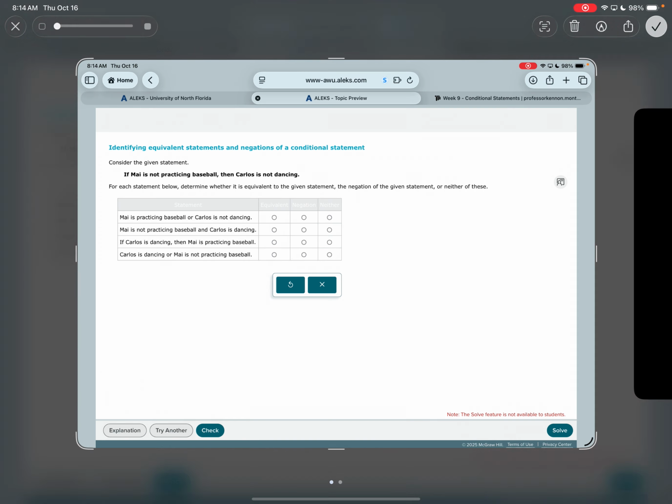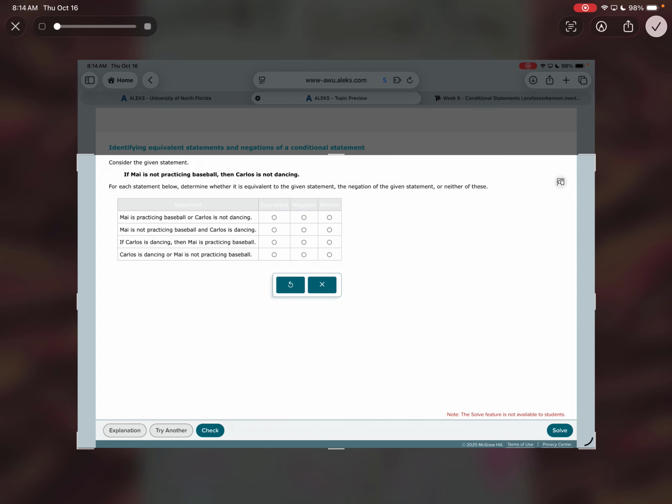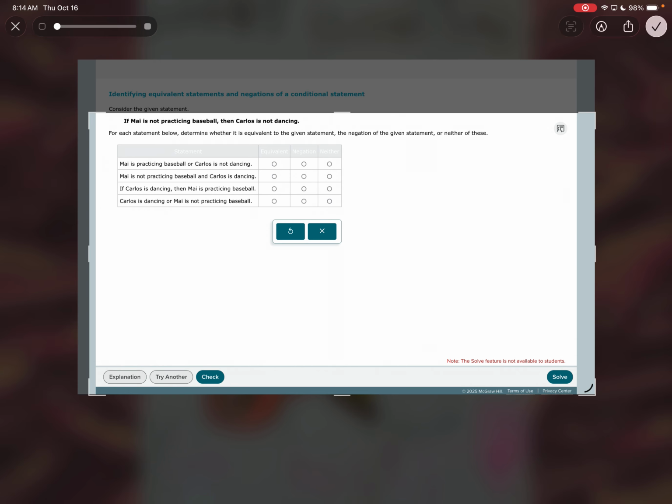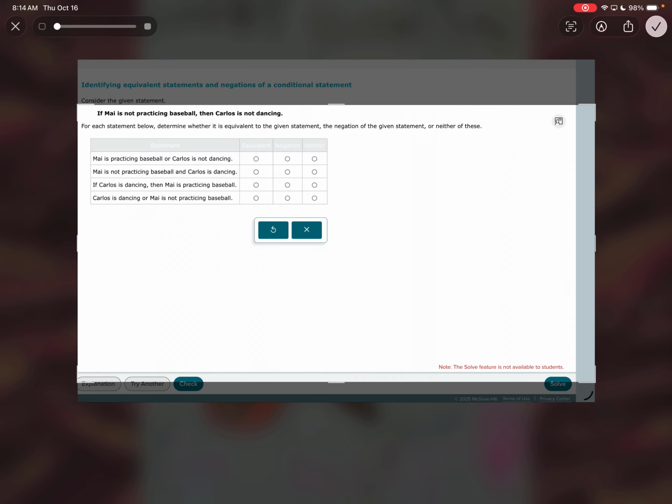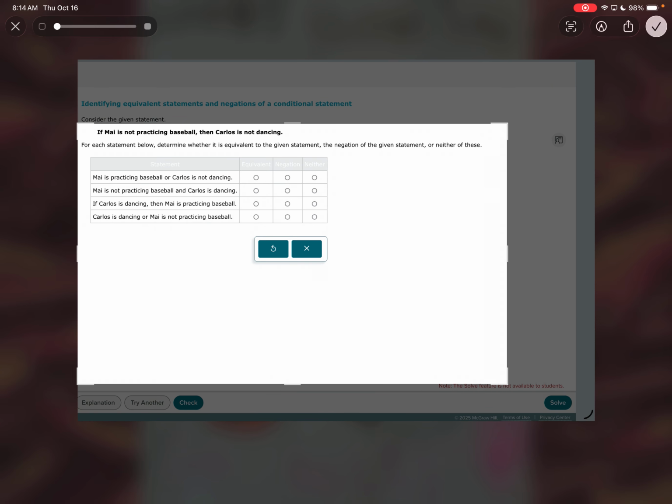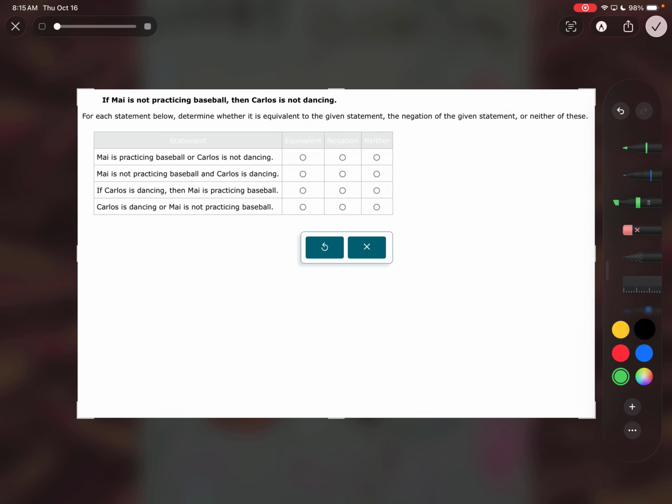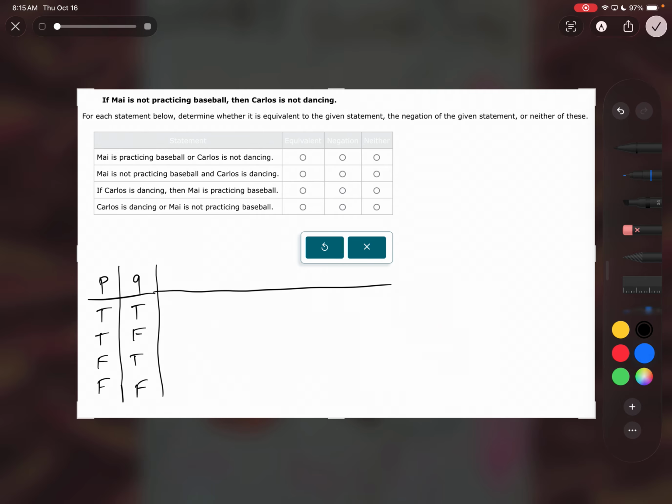For it to be an equivalent, the truth value tables have to be exactly the same. For a negation, they have to be exactly opposite. So I think maybe this one is a pain, because the easiest way to do this is to go through all the scenarios. Okay. So maybe we can just make a big chart here.